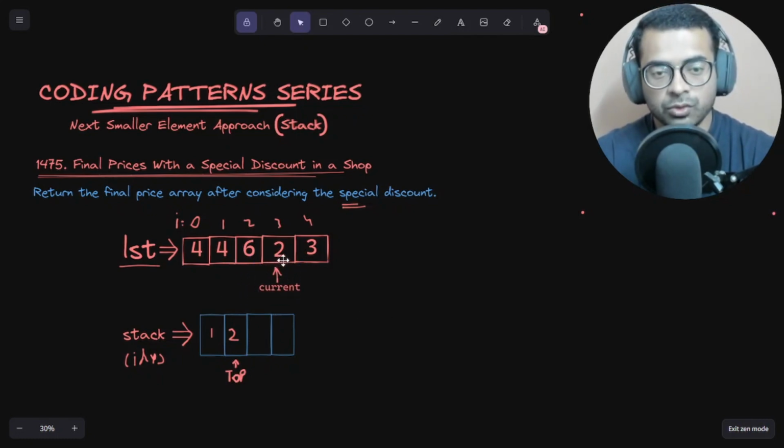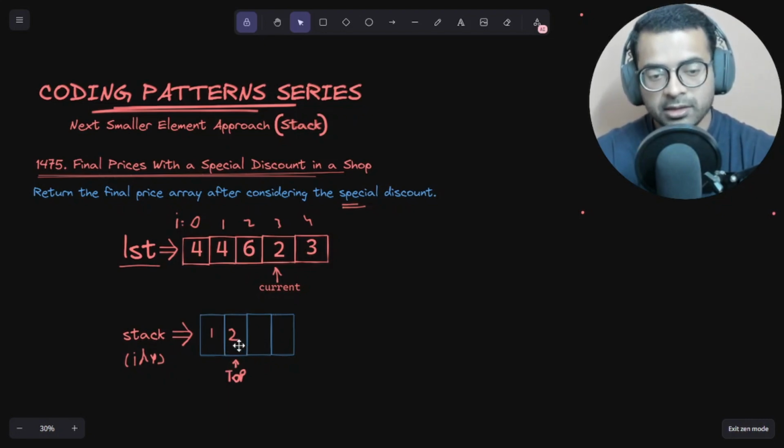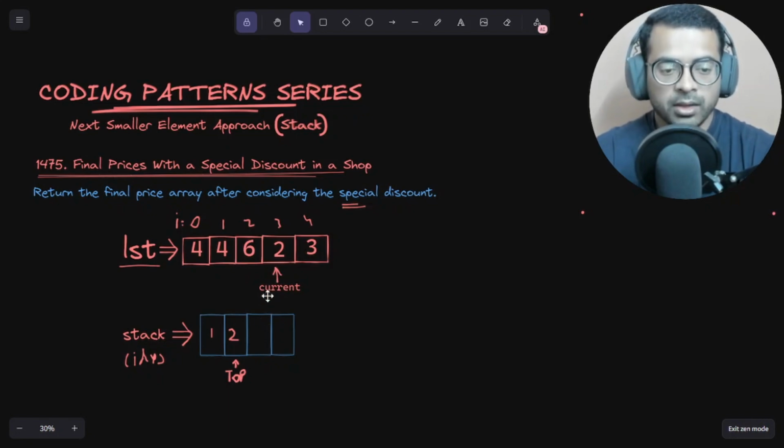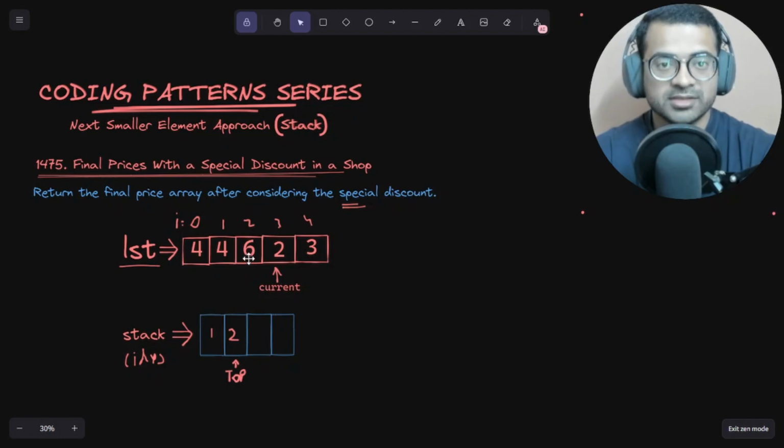Here we have found 2. Okay, now we will again check whether stack is empty or not. No, stack is not empty. Then we will proceed for the second condition, and here the second condition is that the value at top, this is the index, so whatever value is at this index should be greater or equal to the element at current index. If this is true, then what we will do, let's see. So right now at second index we have 6, and 6 is greater than 2.